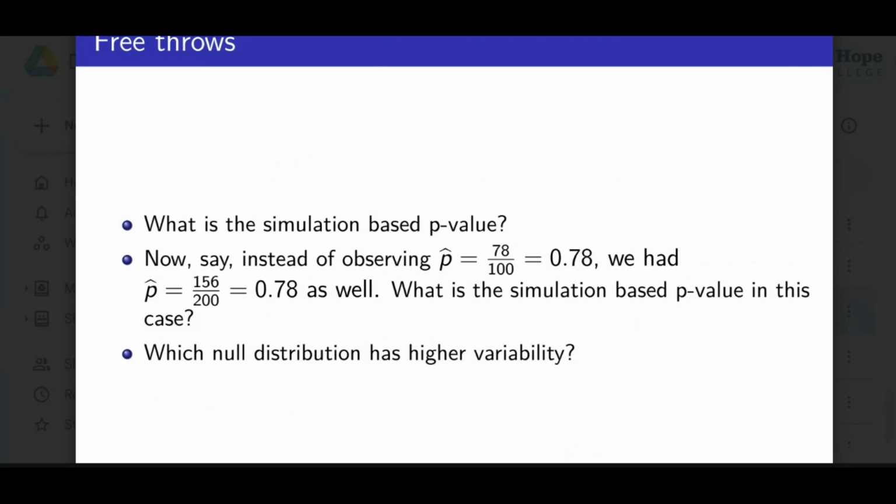I'm going to ask you to do that same thing for this new scenario. You have to re-simulate because sample size has changed. Do you think the p-value is going to be going up or down? It's going to go down. Very good. Why? It's less likely. You are less likely to do as well. And is the evidence against the null going to increase?